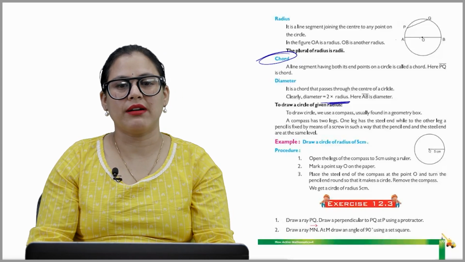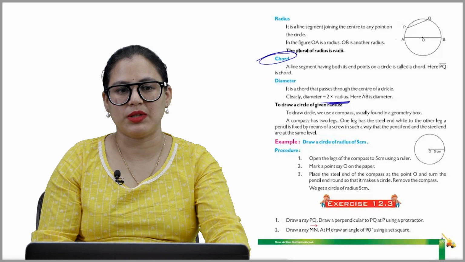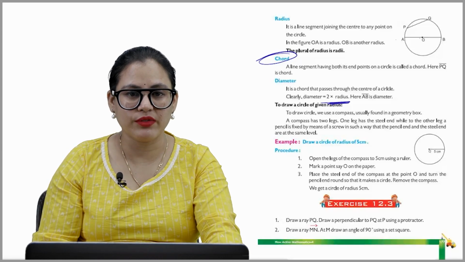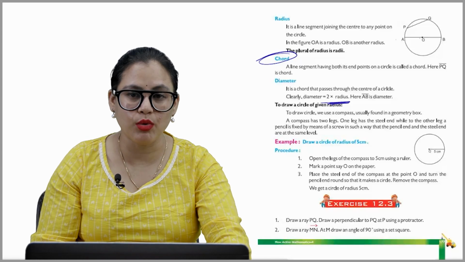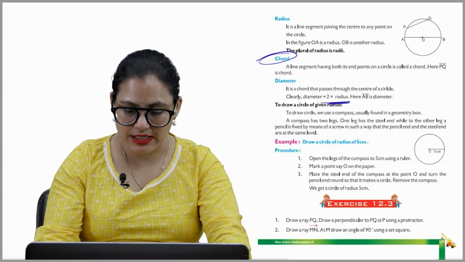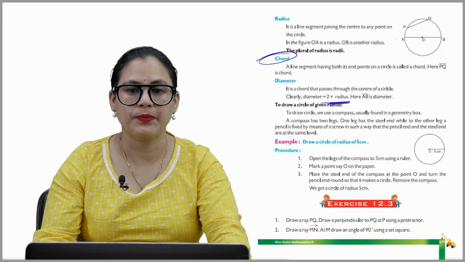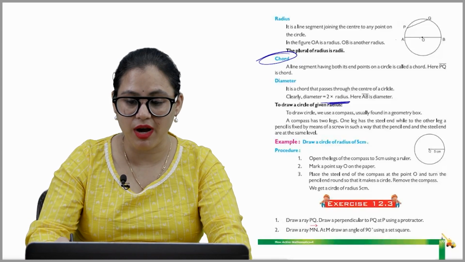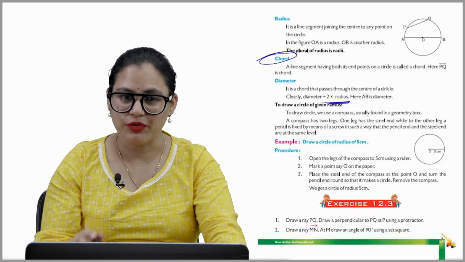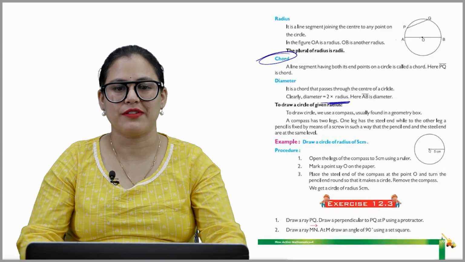Example, let's draw a circle of radius 5 cm. Procedure: open the legs of the compass to 5 cm using a ruler. Mark a point, say O, on the paper and place the steel end of the compass at the point O and turn the pencil round so that it makes a circle. Remove the compass, we get a circle of radius 5 cm.